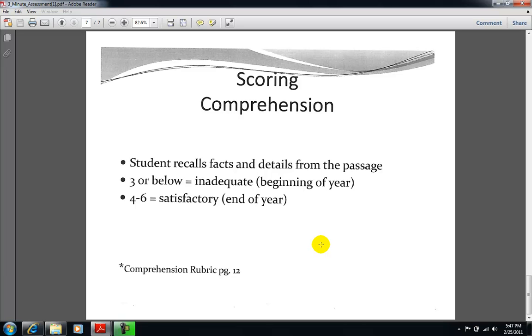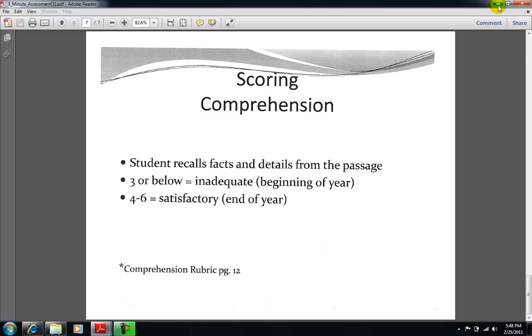And as the text notes, 3 or below is considered inadequate but normal at the beginning of the year. 4 to 6 would be satisfactory at the end of the year. Being in the middle of the year, we probably want to look at 3 to 4 to see that they are making some progress in that comprehension on their grade level.